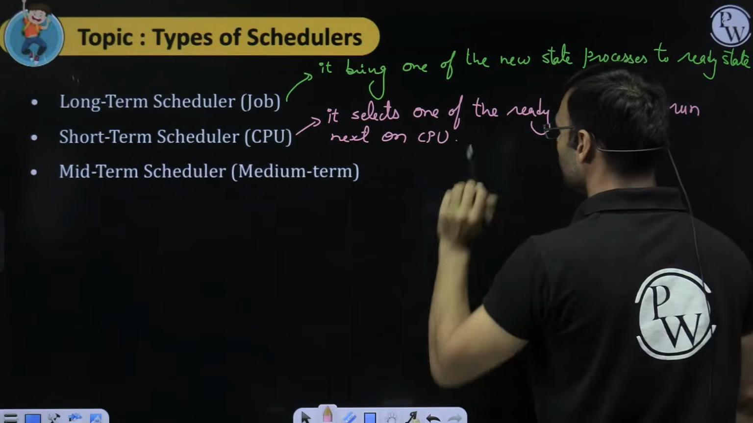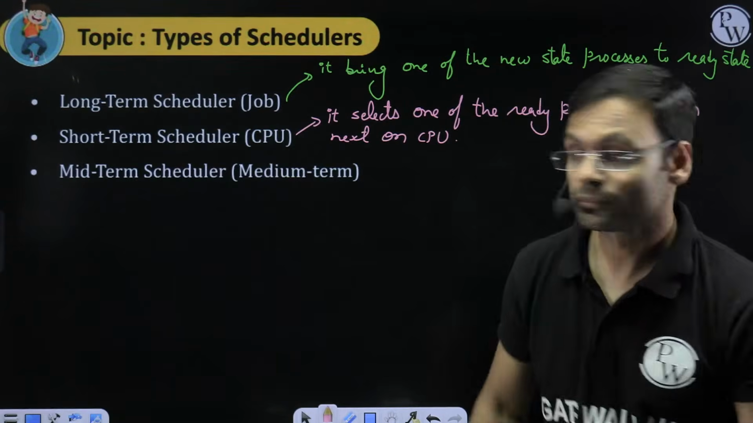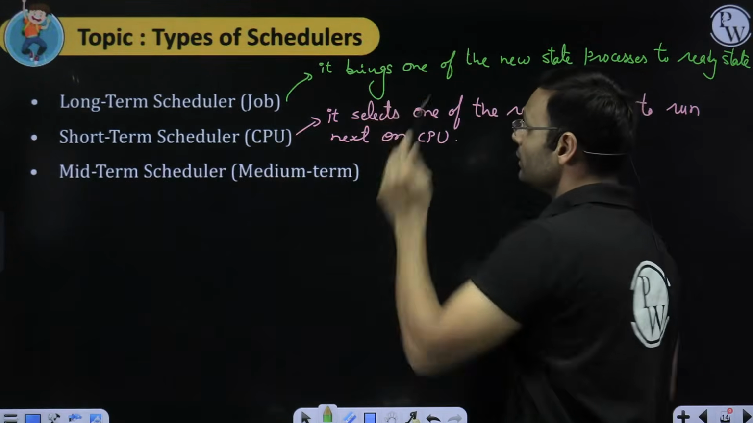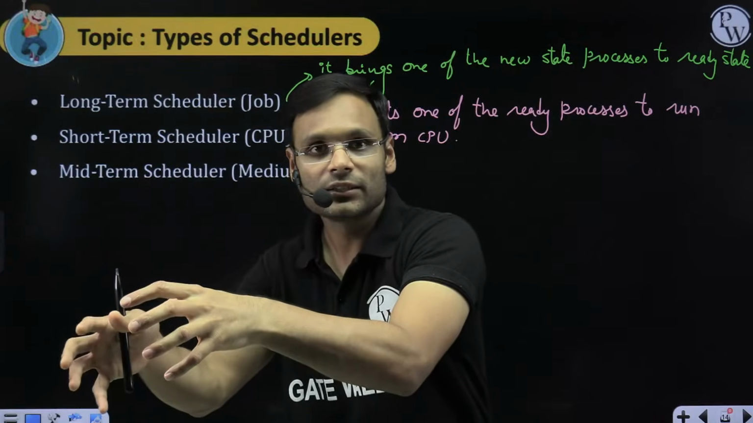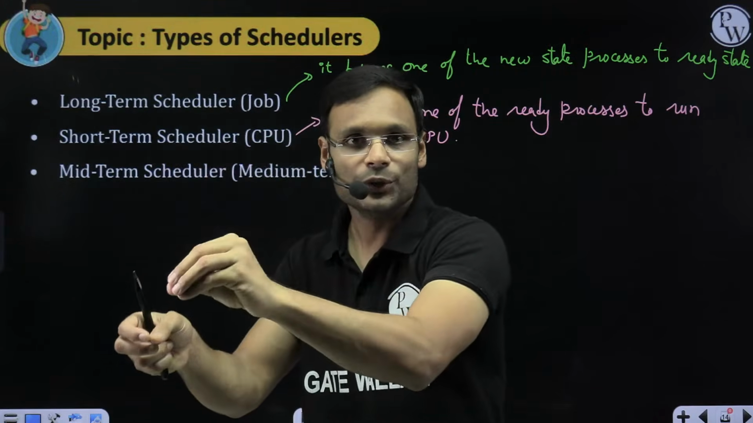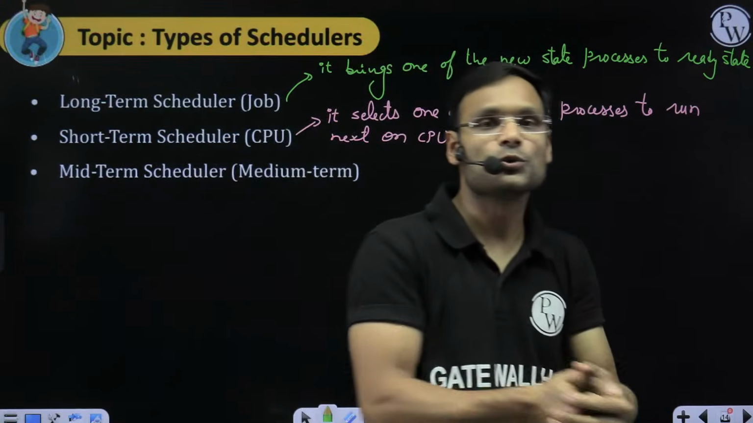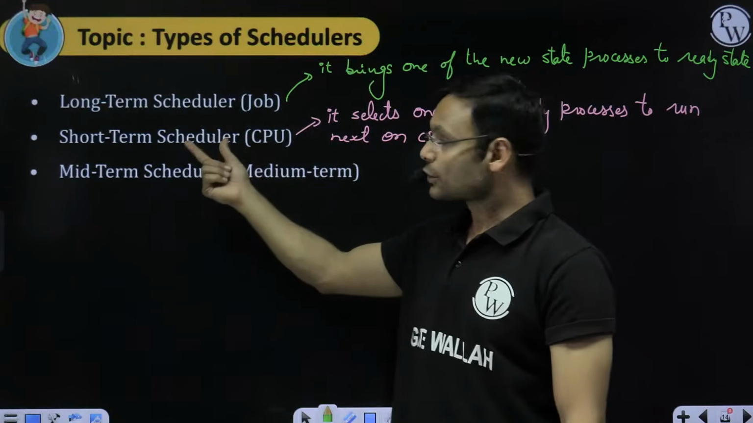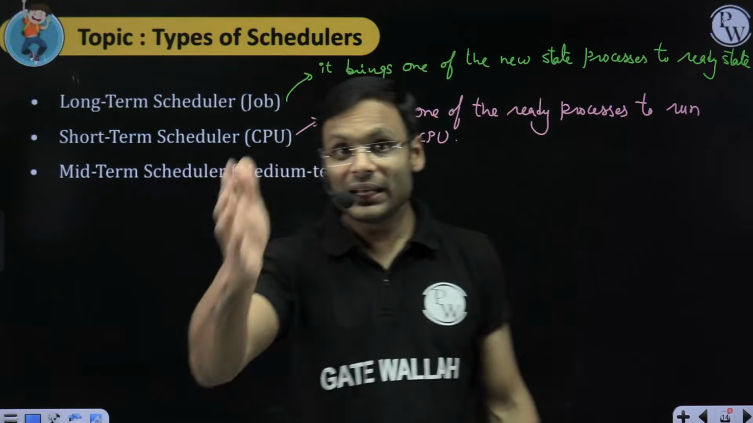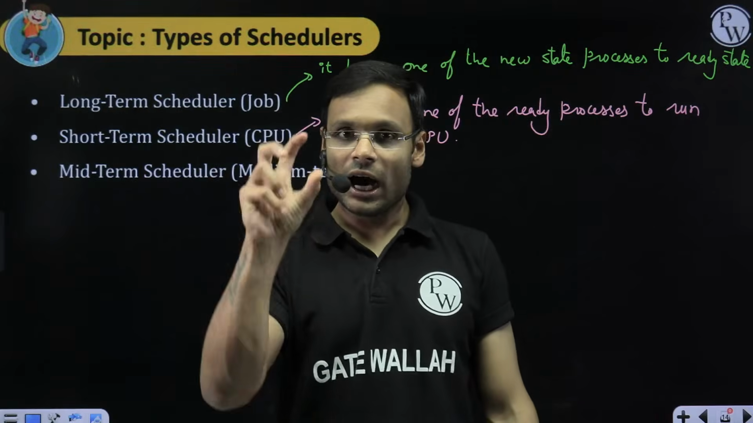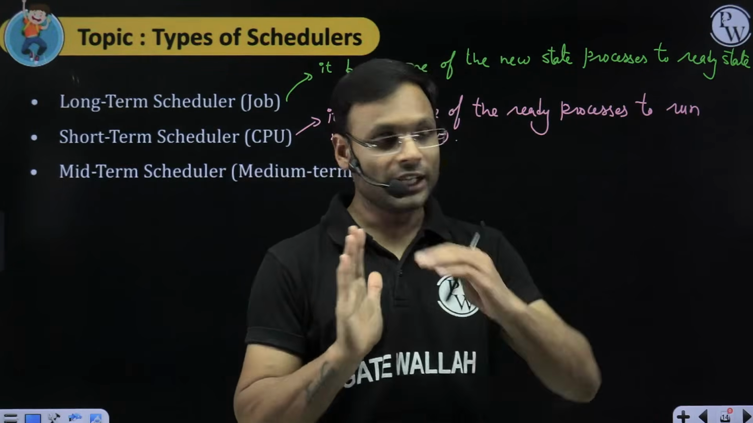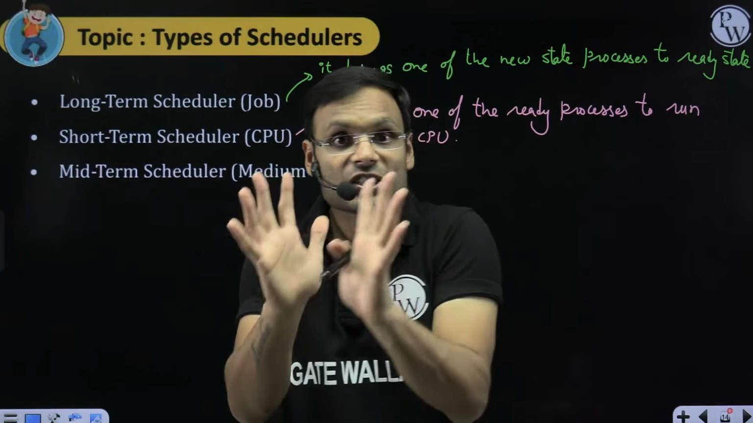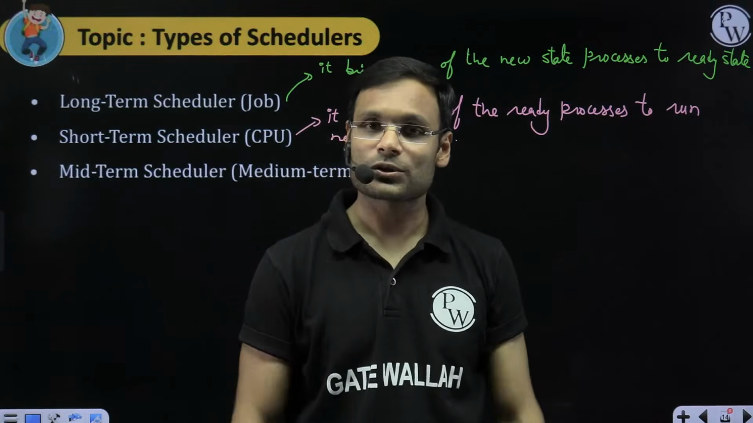Boss, huge difference is here. This one says it brings, meaning the long-term scheduler selects one process from the new state and brings it into the ready state. Bringing itself, yes. But with the short-term scheduler, there are so many ready state processes. Among them, it is just selecting which process will go next to the CPU for running. It is just selecting, not taking that process.